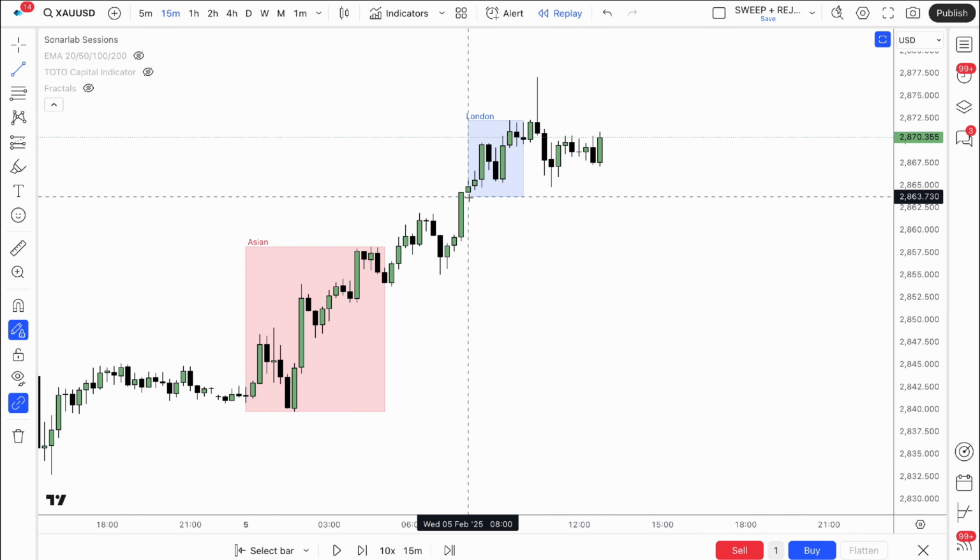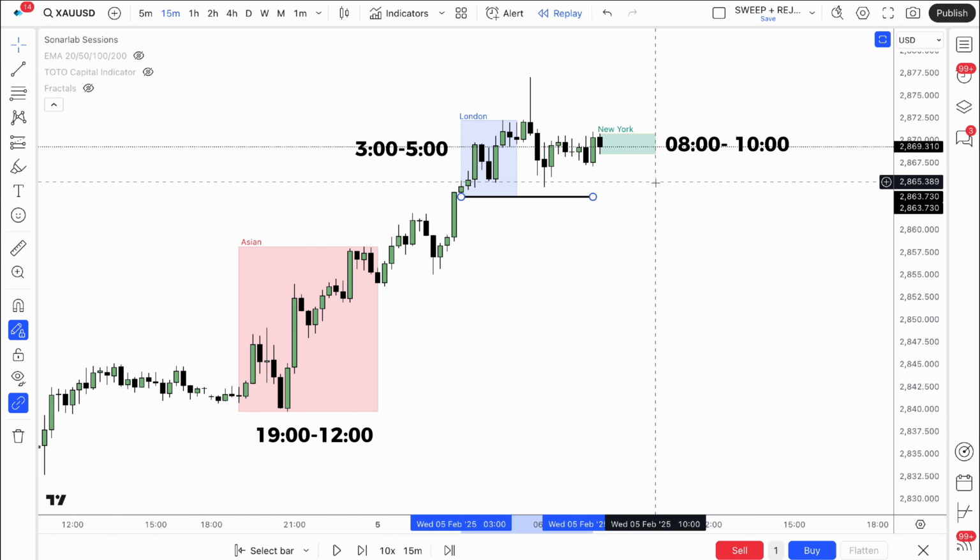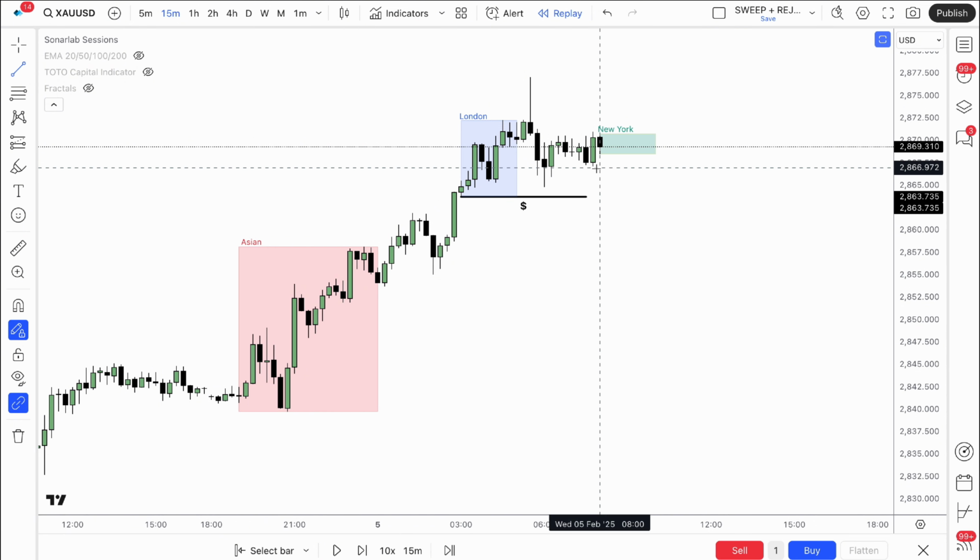Okay, so I've just removed the EMAs, but please keep in the back of your mind that we are long bias on this market. Next, we need to identify our sell side liquidity, and we can do that by marking on the London session low. Just so this is very clear for you, we have the Asian session from 7 p.m. until 12 o'clock midnight. This is New York time. We have the London session from 3 a.m. until 5 a.m. And finally, we have the New York session, which is 8 a.m. until 10 a.m. Okay, so all that we're looking for is during a kill zone.